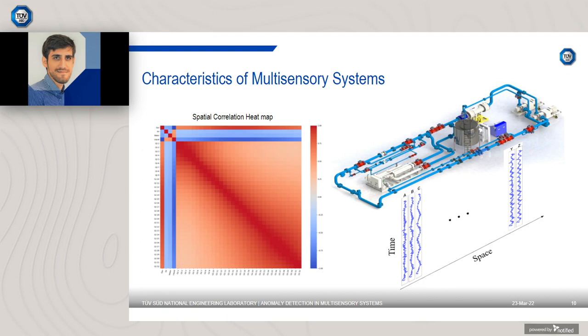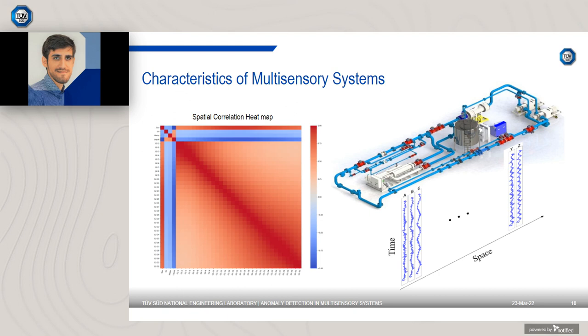So, characteristics of a multisensory system. We are all aware of time series data, multivariate time series data, and we already discussed the main characteristics of multivariate time series data in our previous webinar. We talked about the importance of temporal information and the automated way of learning temporal information from the data. So temporal information is one of the main characteristics of multi-sensor data, which actually are multivariate time series data.